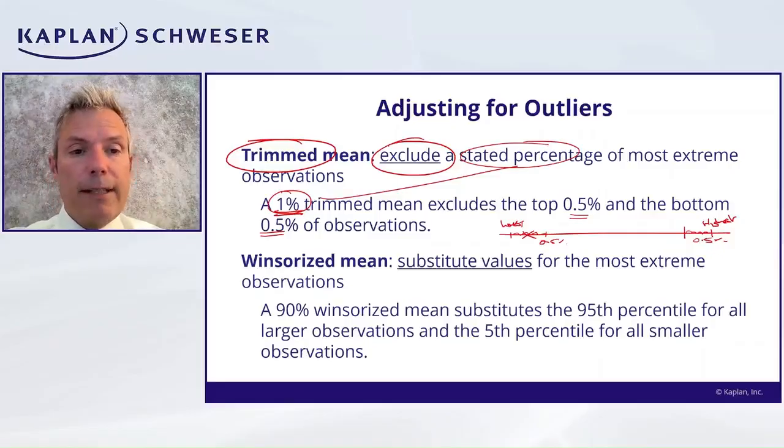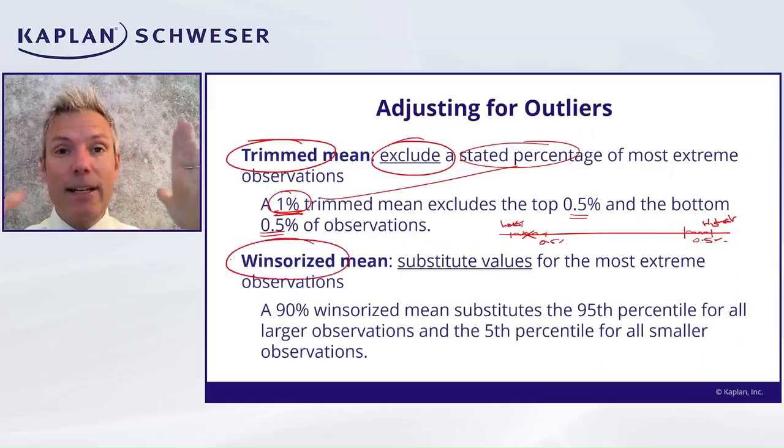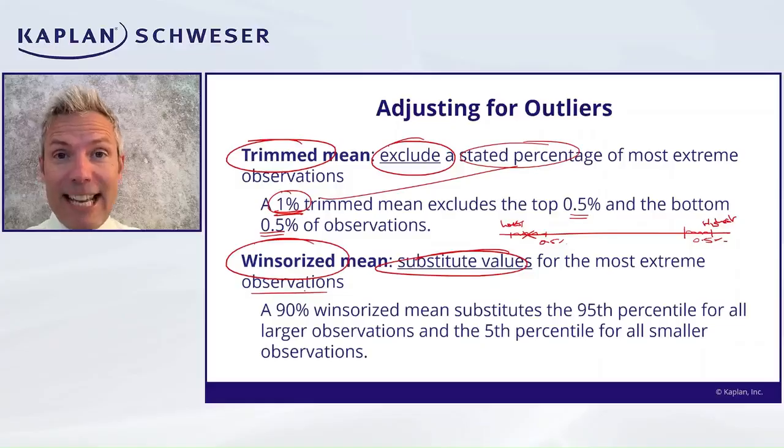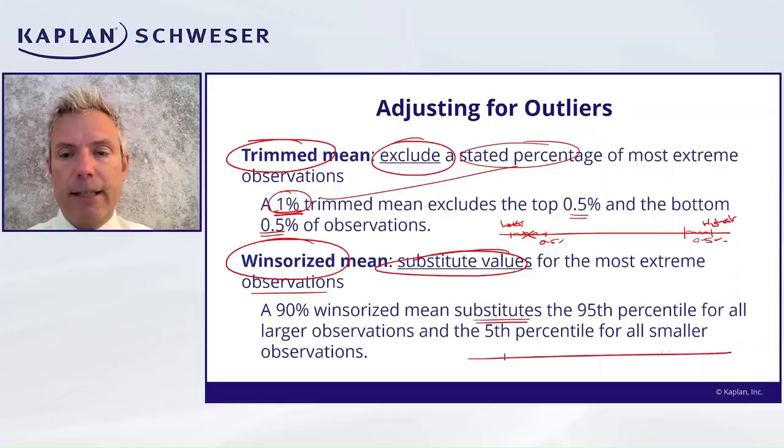So what Windsorizing does is it doesn't remove data, but it shifts outliers in to a certain threshold. We substitute values. We don't remove them, but we substitute values at a certain level. Have a look at this. A 90% Windsorized mean essentially says we're going to keep 90% of our data, so from the 5% point of the data up to the 95% point.